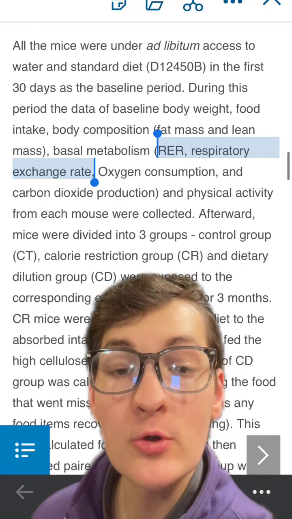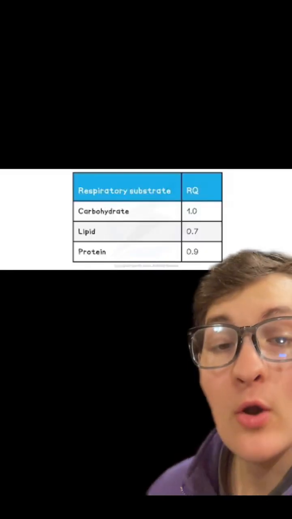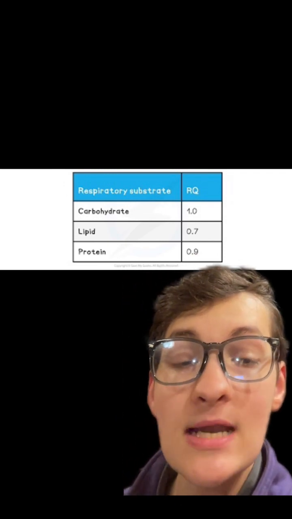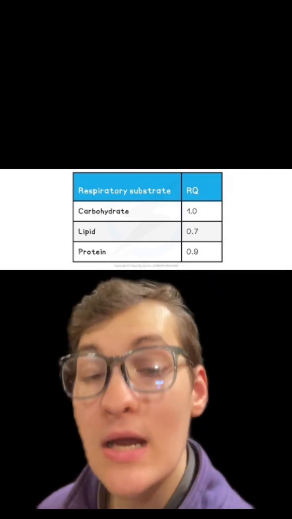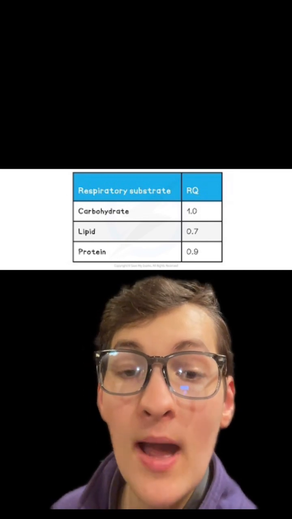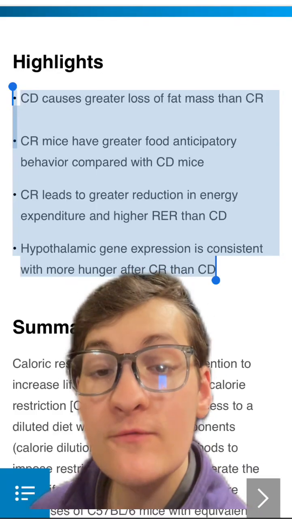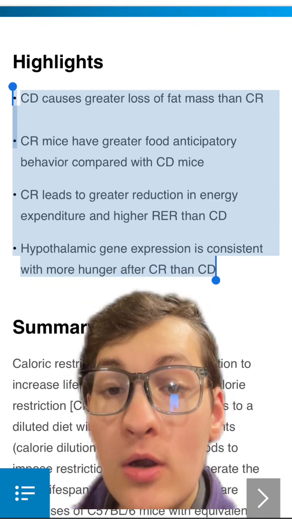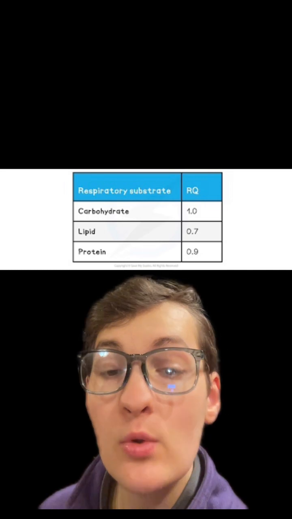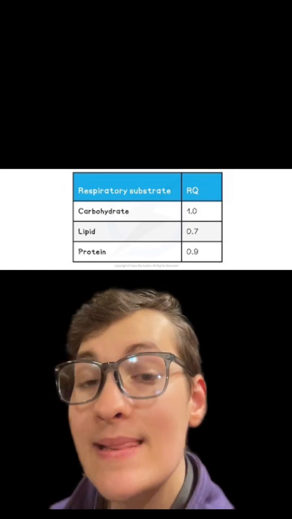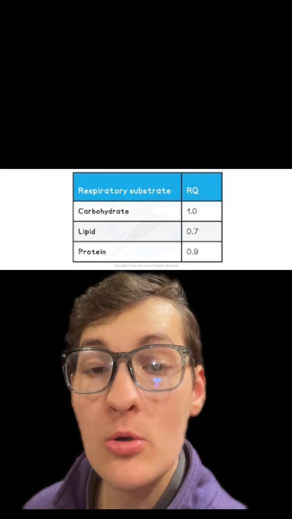RER stands for respiratory exchange ratio, and the thing that alters your respiratory exchange ratio is the specific macronutrient you are oxidizing at that moment in time. The oxidation of fat will lower your RER, whereas the oxidation of protein and carbohydrates will raise it. The mice following the calorie dilution diet had a lower RER, indicating that per gram they were oxidizing more fat and less carbohydrates and protein, which may lead to better body composition in the long run.